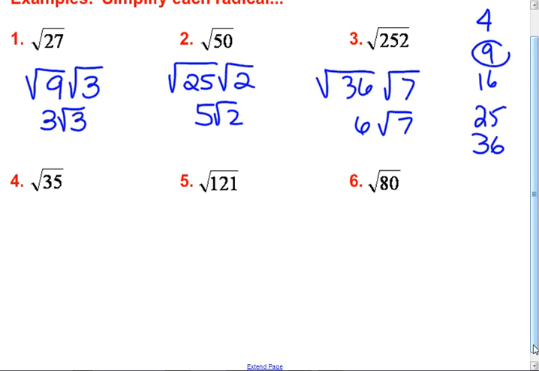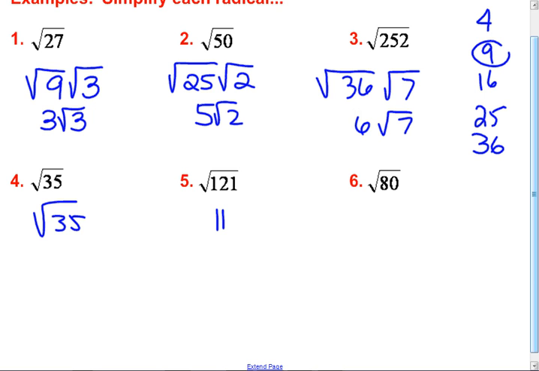How about 35? Do any of these numbers go into 35? Only the perfect squares. There aren't any. It's 5 times 7. That's all you can do. So you just leave it. Next one's easy. 11. This one's on the board too.